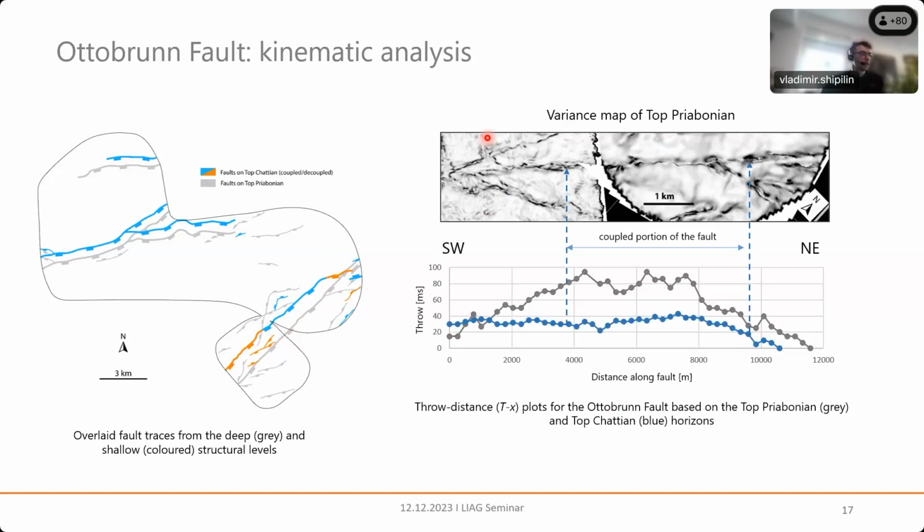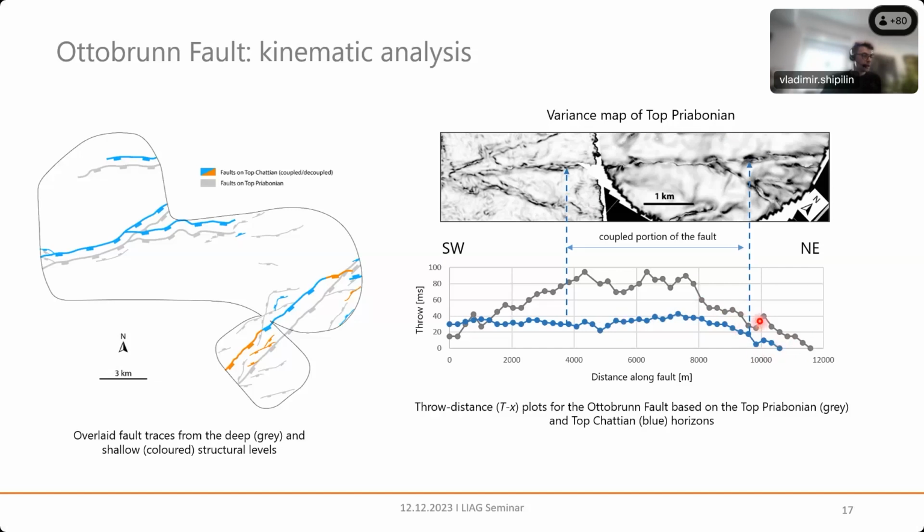What is interesting is if we look at the throw distance plot for the Ottobrunn fault, here we've got basically the throw values that are plotted against distance along the fault. Gray are the throw values at the deep level, top Preabonian, and the blue profile are the throw values at top Chattian.